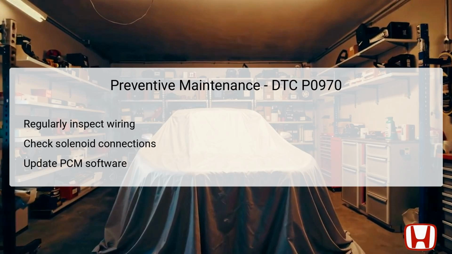First and foremost, it's important to regularly inspect the wiring and connectors related to the A/T clutch pressure control solenoid valve C for any signs of wear, damage, or corrosion. These routine checks can catch potential problems before they escalate into more significant failures. Additionally, ensure the integrity of solenoid connections by cleaning terminals and making sure they're seated properly.